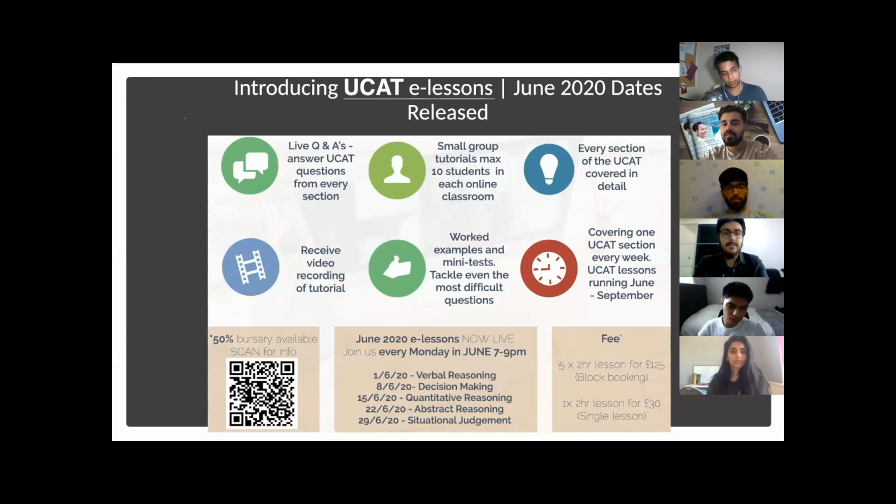The benefits are really a small group tutorial, so there are a maximum of 10 students in each classroom session, meaning that your learning environment is really intimate and ensures that every student gets pretty much one-to-one attention. We cover every single aspect of the UCAT. Each lesson is dedicated to a section of the UCAT. So naturally we'll have 5 lessons per month, and we plan to run this every month to ensure that students who wish to prepare for the test in advance have that opportunity.